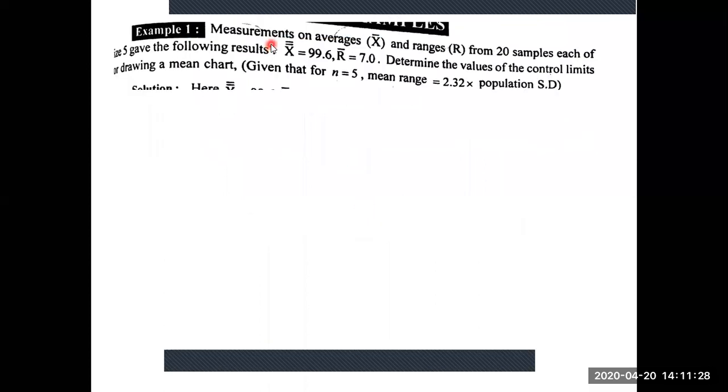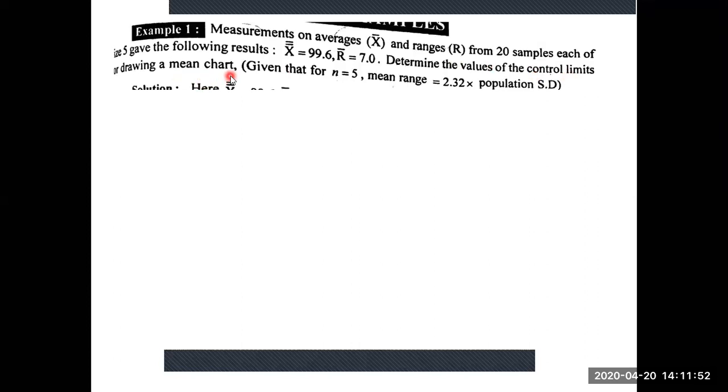What the problem is giving is the measurements on averages x bar and ranges from 20 samples, each of size 5, which gave the following results. X double bar is equal to 99.6. Already he has given x double bar, and r bar is equal to something. Determine the values of the control limits.